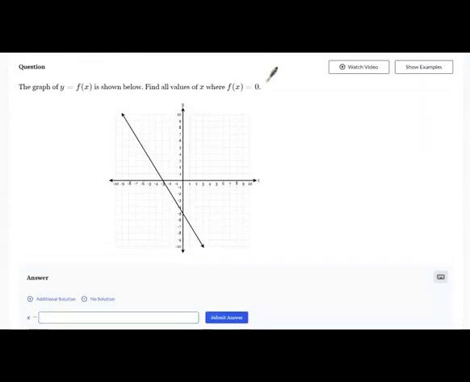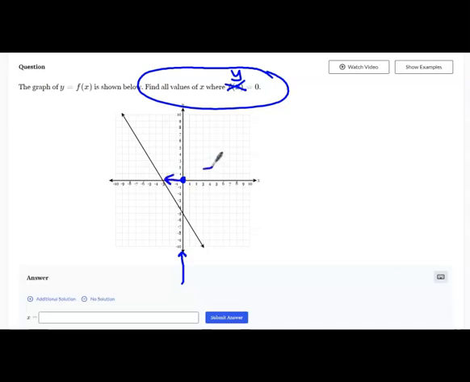This one is a bit different. This one has a 0 outside of the parentheses. So that means this is the output, or the y value. So we're going to go to our y-axis, find the number 0, and then move along the x-axis till we find the x value that touches the graph.